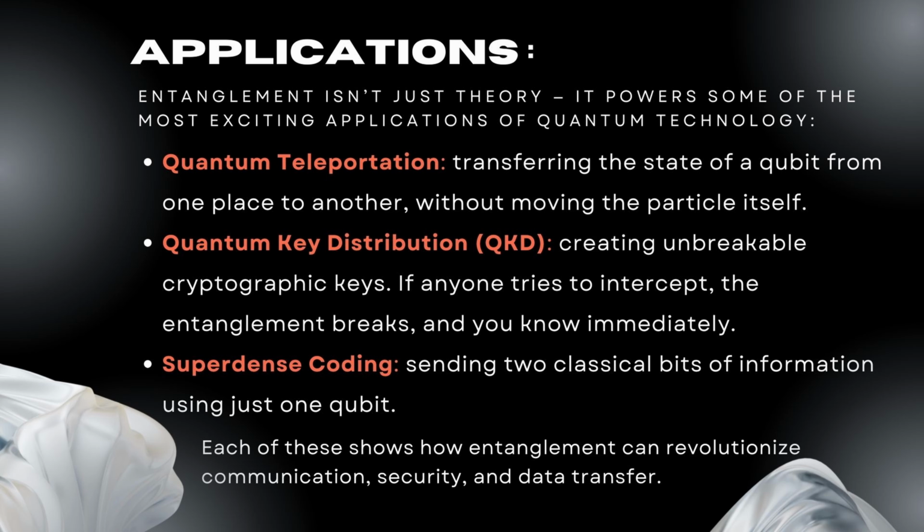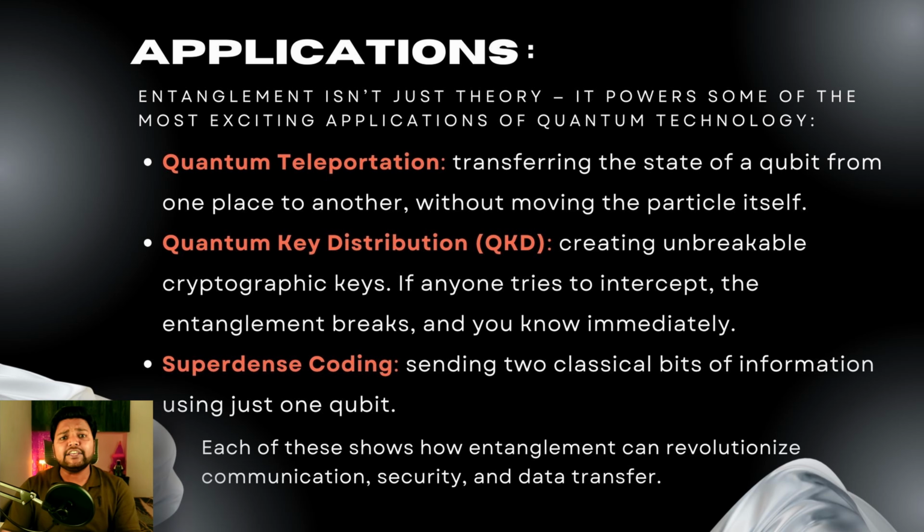The third is superdense coding, where we are sending two classical bits of information by using just one qubit. Each of these shows how entanglement revolutionized communication, security, and data transfer. And there are many more benefits of entanglement, which we'll discuss in our next session.